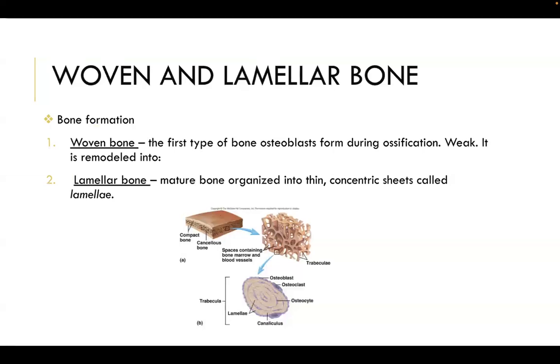There are two different types of bone formation. There's woven bone, the first type of bone osteoblasts form during ossification. It's weak, so this is a precursor type. It's remodeled into lamellar bone, which is mature bone organized in thin concentric sheets called lamellae. This is an example of that right here.